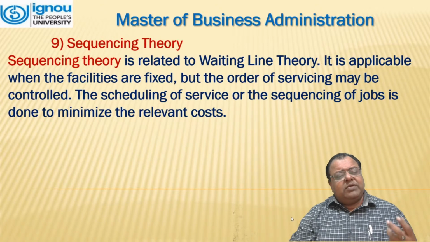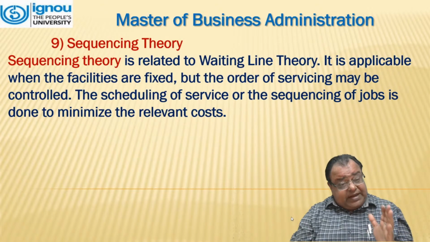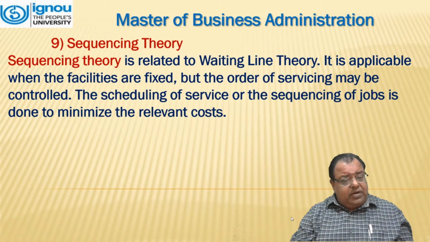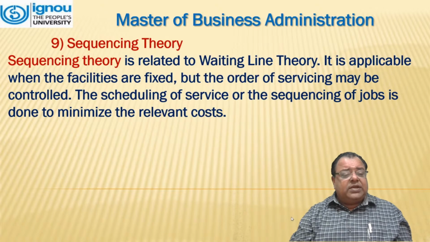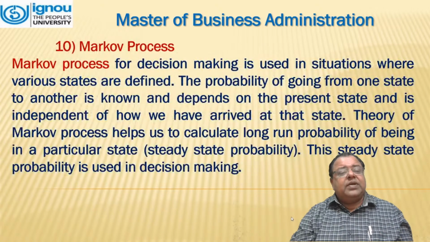Sequencing theory or sequencing technique. It is related to waiting line theory. It is applicable when the facilities are fixed, but the order of services may be controlled. The scheduling of services or the sequencing of jobs is done to minimize the relevant costs.